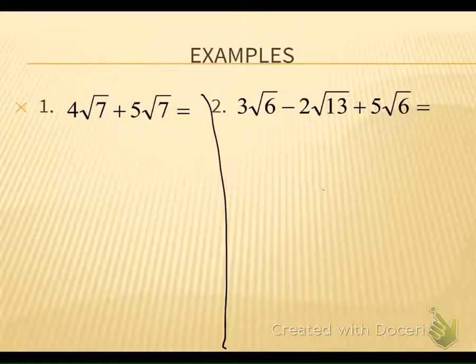So when we're adding and subtracting radicals, we have to make sure the things that are in the square root match. So here we have a square root of 7 and the square root of 7. Since they match, we can add our coefficients. So 4 plus 5 is? 9. So we write 9 square root of 7.